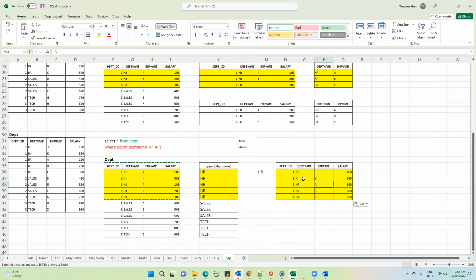Now see how beautifully we have picked this lowercase HR and this mixed case HR. Is this clear now?